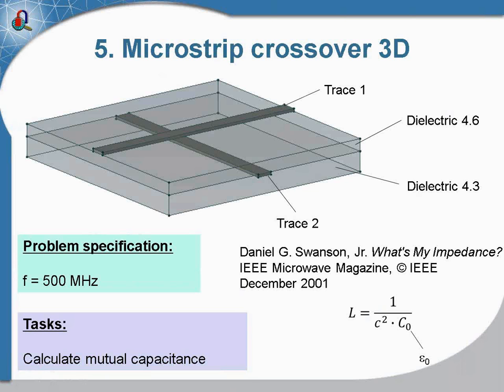Here is the case that requires the three-dimensional analysis. There are two traces crossing, and our task is to calculate the crosstalk. To calculate the crosstalk, we need to know the differential capacitance and the differential inductance.